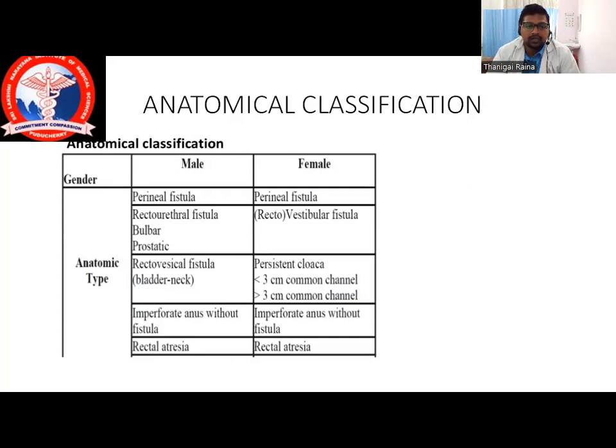So in boys, that is male, it is imperforate anus without fistula. In females, imperforate anus without fistula. Both of these are then rectal atresia. So these are the three classifications you need to know: Wingspread classification, Krickenberg classification, and anatomical classification. Most accepted is the Wingspread, that is male, female, anorectal, high, intermediate, and low. High is very poor prognosis. Low is very good prognosis. So this is the crux of this classification.